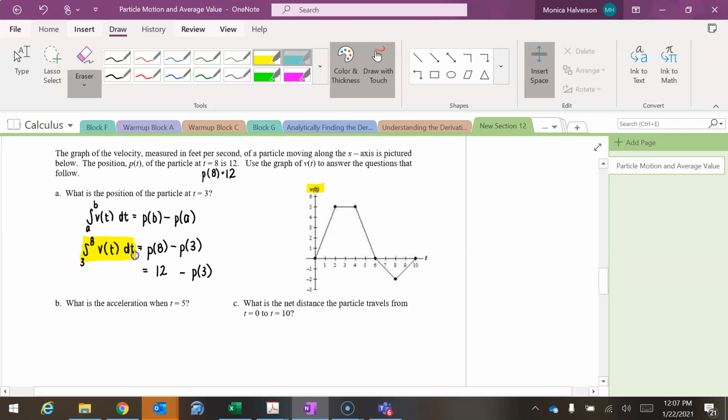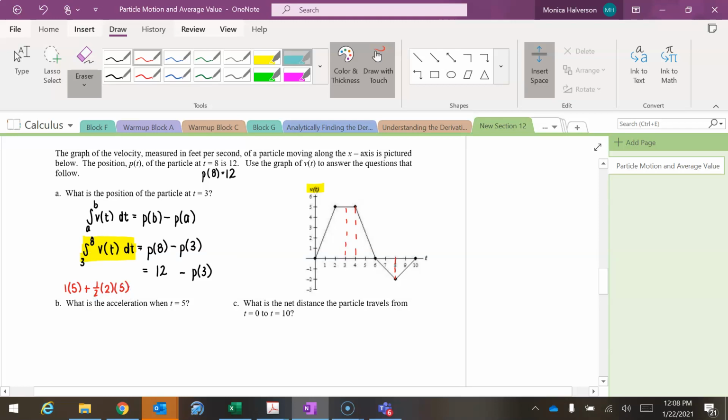And because we're given the graph, we know it's the area. So it's the area from 3 to 8. We're going to have to break up this area on top as a rectangle and a triangle. So the rectangle area is going to be 1 times 5. The triangle area on top is going to be 1/2 times 2 times 5.